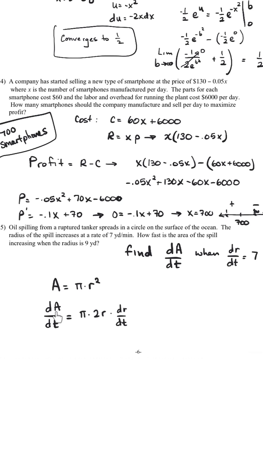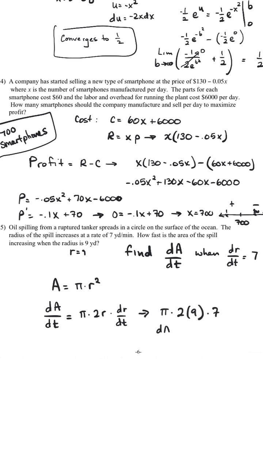They're asking us to find dA/dt. So we need something to plug in for dr/dt, which is 7. And they're asking how fast is the area of the spill increasing when the radius is 9 yards. So at this moment of time, r is equal to 9. So that's going to go right here for r. So we have pi times 2 times 9, because r is 9, multiplied by dr/dt, which is 7. So 2 times 9 is 18. And if we want to leave this in terms of pi, just leave pi in your answer. So this would be 18 times 7, which is 126.